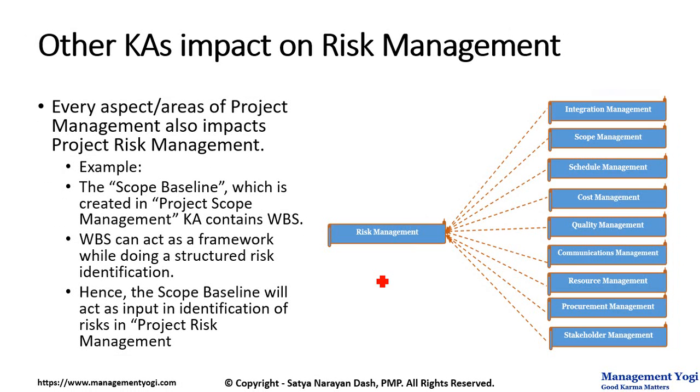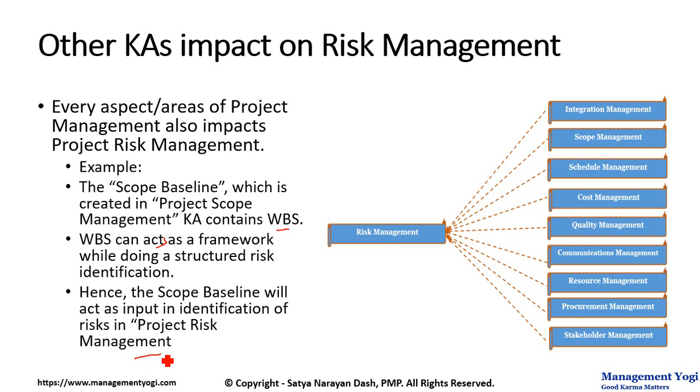The reverse is also true, that is, other knowledge areas are going to impact risk management. Every aspect or area of project management also impacts project risk management. Let us take an example, the reverse side. The scope baseline is created in the project scope management knowledge area, and it will contain the work breakdown structure, or the WBS. Now, the WBS acts as an input or as a framework while doing a structured risk identification. In other words, if you want to do a proper risk identification, the WBS will be needed. Hence, the scope baseline will act as an input for identification of risks in project risk management.